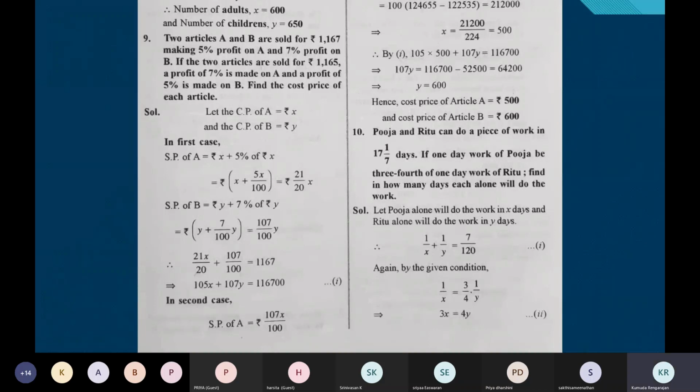The steps are very clear, just as we understood. Here, selling price is cost price plus profit, 5% of rupees x. Cost price plus profit is the selling price. Take the LCM and simplify, you get this. On taking the LCM and simplifying, you get 21 by 20x.